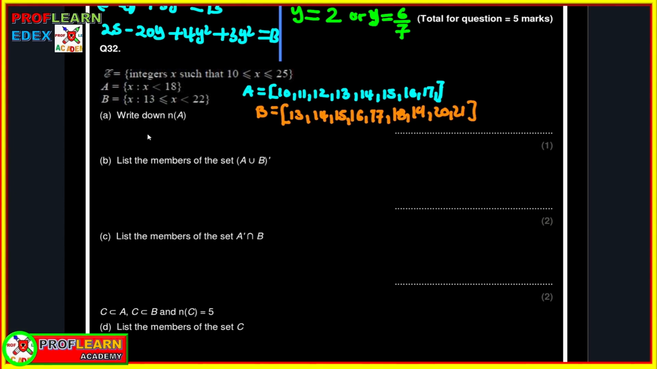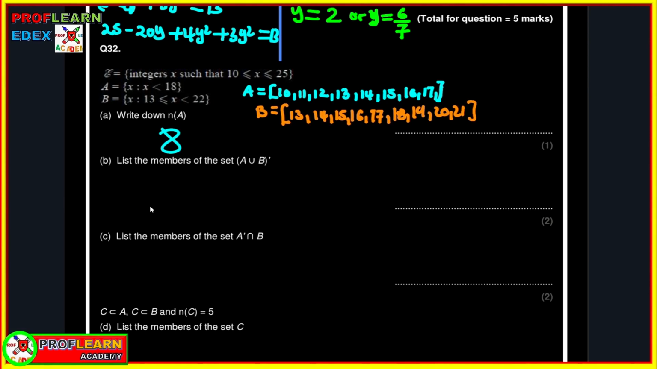So, list of members, write down the number. That n(A) means the number of elements in set A. We count the number of elements that are here. So we are going to count and say 1, 2, 3, 4, 5, 6, 7, 8.